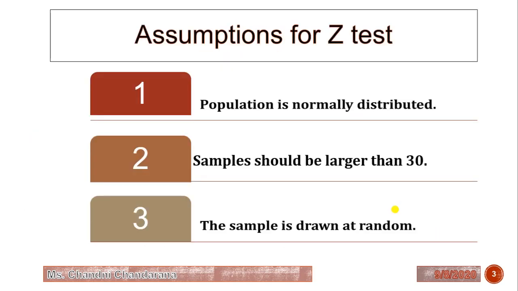Now, these are some assumptions of the Z-test. First, the population is normally distributed and the sample size should be more than 30. So the number of samples should be more than 30, meaning this test can be applied for a larger sample, and the sample is drawn at random, meaning we use random sampling for this Z-test.